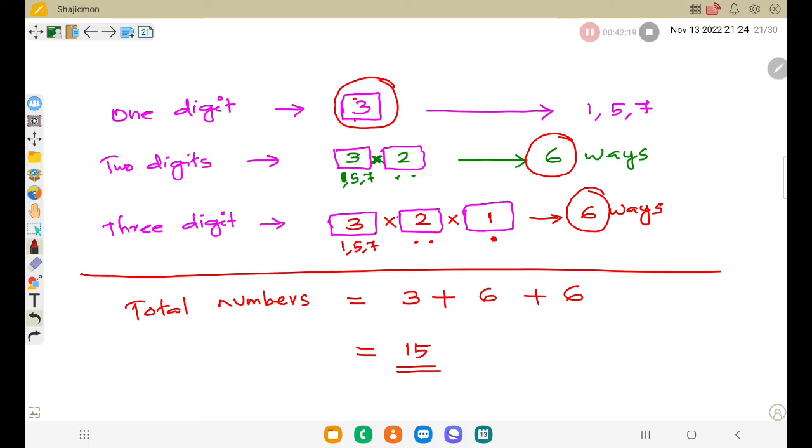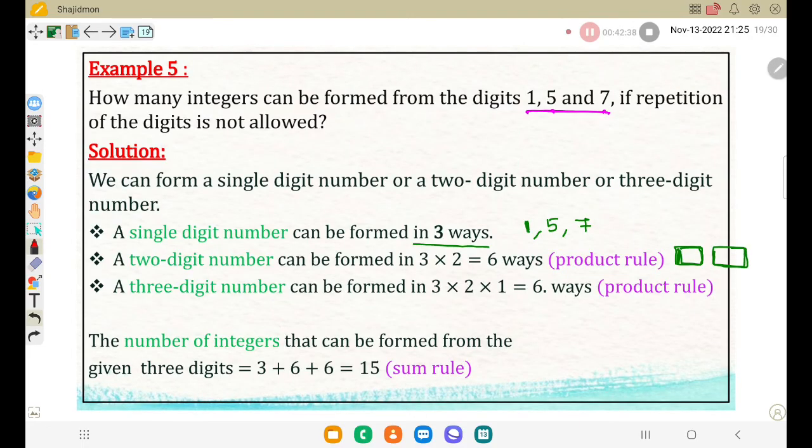How many digits? First digit, second digit, third digit, continuous events, correct? Then after that you will get 3, 6, 6. Add these 3 possibilities separately, because 1-digit is different, 2-digit is different, 3-digit is different. So in total we are getting 15 numbers by using the sum rule. So this is the idea of this question.